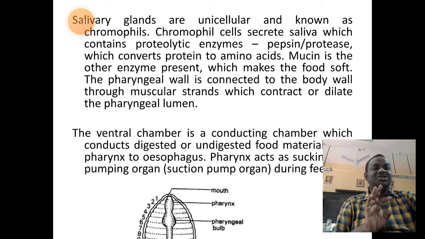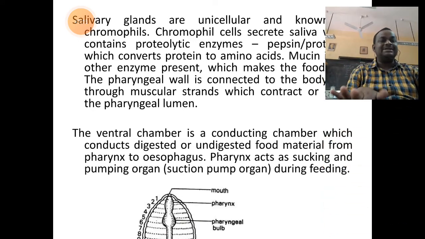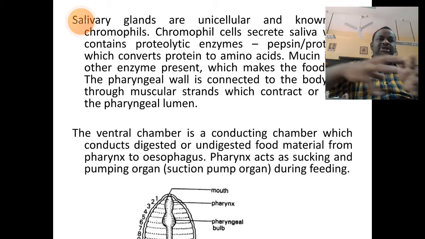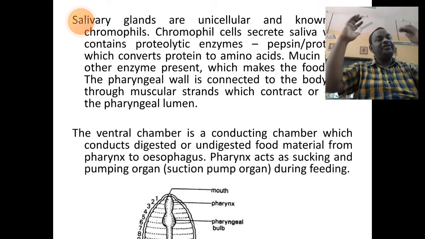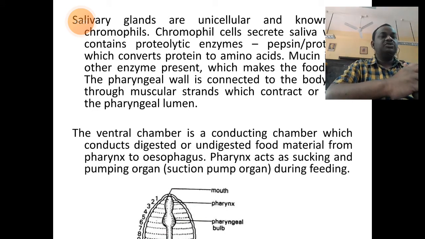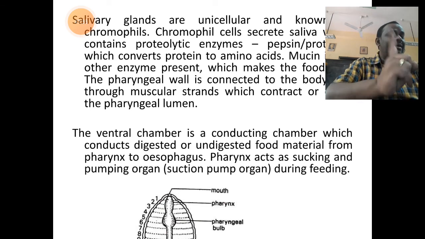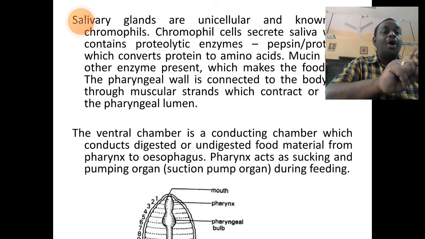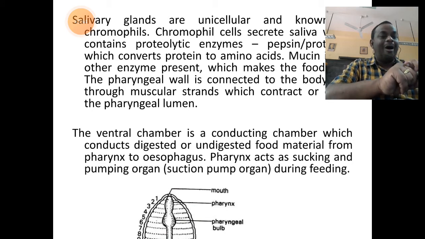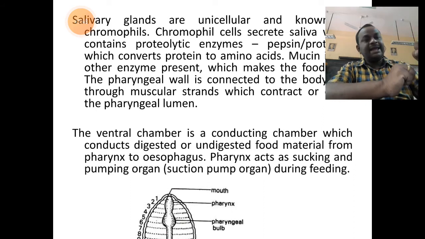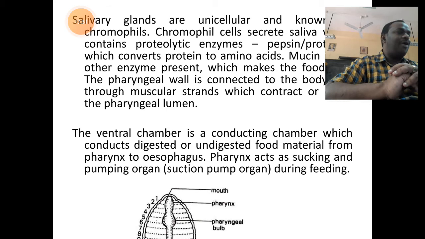The ventral chamber's function here is that it just acts as a conducting chamber. Conducting refers to helping in the easier or smoother movement of the food from the pharynx to the next region of the digestive system. So, the pharynx acts as the organ not only of the digestion of proteins and softening of the food, but also helps in the process of suction pumping. So, the pharynx acts as a sucking and pumping organ during feeding also.